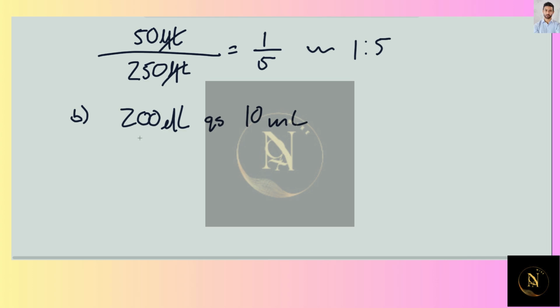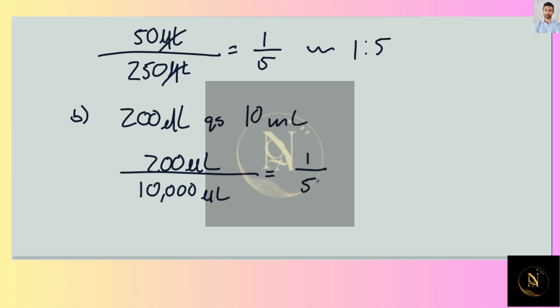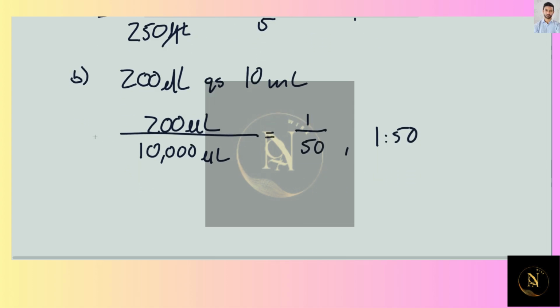We can basically just put the initial amount, 200 microliters, over the final dilution volume, right? In this case, 10 milliliters is equal to 10,000 microliters. Okay, so we've got essentially 200 over 10,000, or 2 over 100, or 1 over 50. So it's a 1:50 dilution.